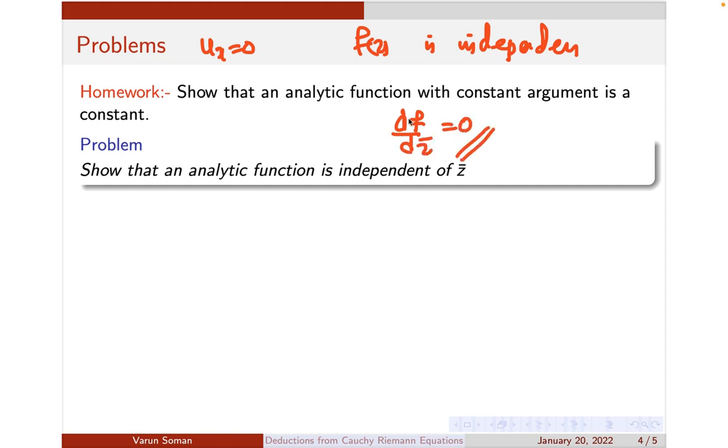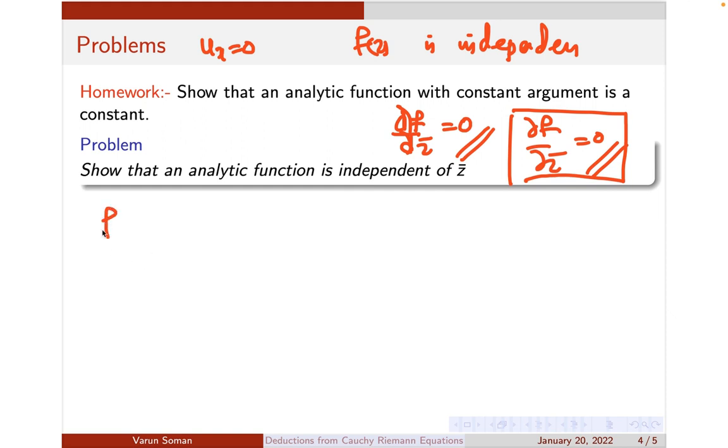So the derivative, dou f by dou z bar, is 0. You have to just show that the derivative of f with respect to z bar is equal to 0. So how will you prove that? This is what I am going to do here. I will show that dou f by dou z bar is equal to 0. That is how we are going to prove it. Now how will you prove that?